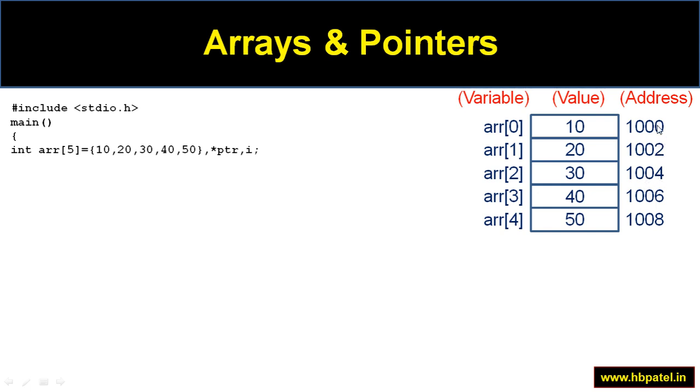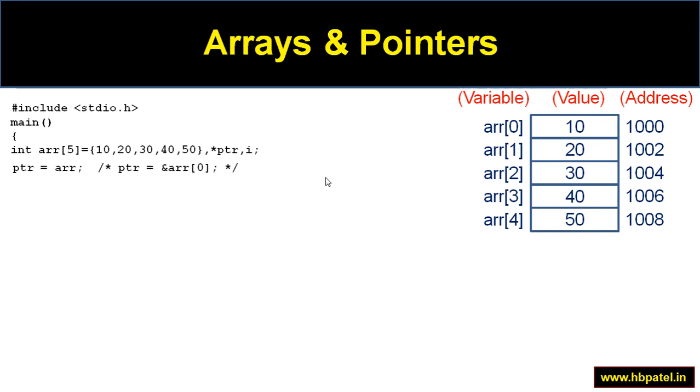Why is there a jump of 2 bytes? We have seen in our last video that because this is of type integer, and an integer requires 2 bytes, each of these locations is 2 bytes: 2 bytes, 2 bytes, 2 bytes, 2 bytes and 2 bytes. So the total is 10 bytes, and that's why the jump is 2 bytes. Addresses 1000 and 1001 are for 10, then 1002 and 1003 are for 20, 1004 and 1005 for 30, 1006 and 1007 for 40, and 1008 and 1009 for 50.